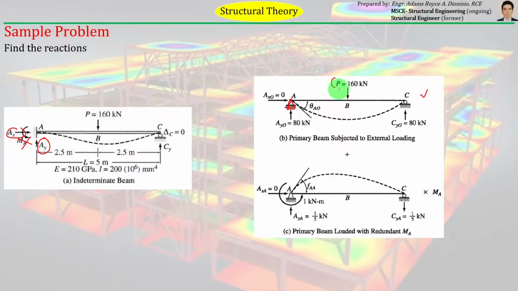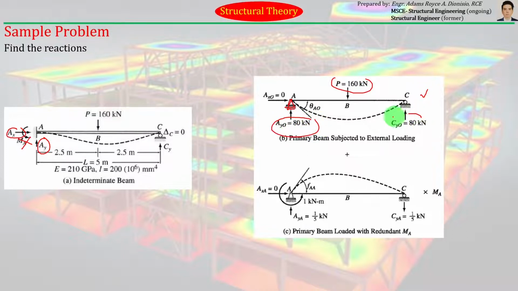So this is the applied load, and you can easily solve for the corresponding reaction for this primary beam. Okay, and then if we will be returning MA, if we will be applying MA here, the beam will obviously bend in this way, as you can see the broken line. Okay, so the beam will be changing its angle.